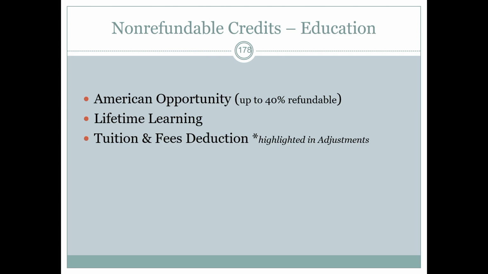Okay, we're going to move on to another non-refundable credit, and that's the education credit. There are basically 3 credits that you can get. The American Opportunity Credit, which is up to 40% is refundable. The Lifetime Learning Credit, and the tuition and fees deduction. We talked about the tuition and fees deductions already in adjustments.